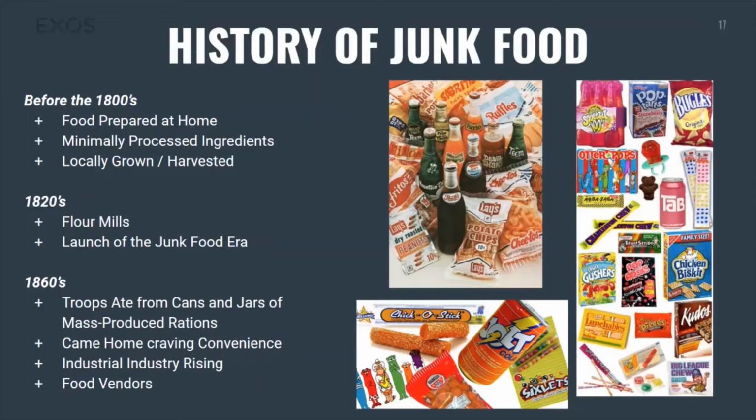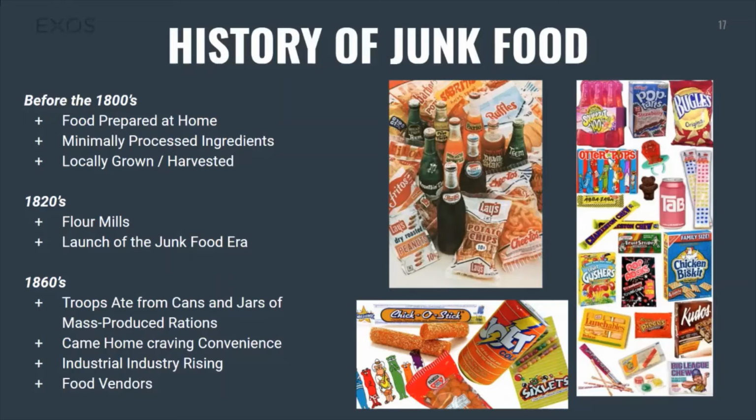Before the early 1800s, food was almost exclusively prepared at home, and it was made with minimally processed ingredients that were grown locally and harvested seasonally. And that's not to say that people ate healthy and varied diets, but the very idea of junk food, those highly processed, commercially manufactured foods, just didn't exist.